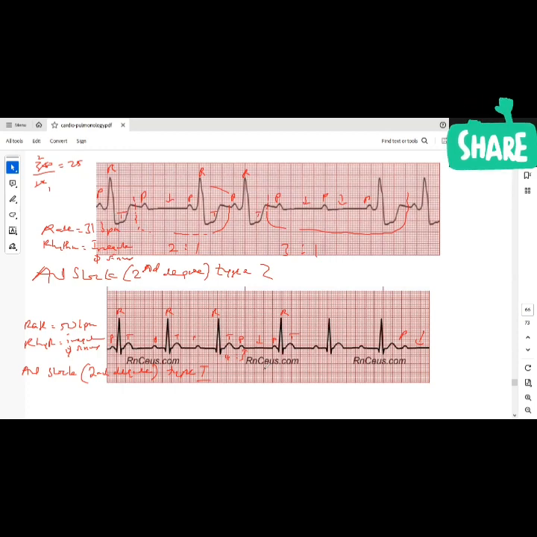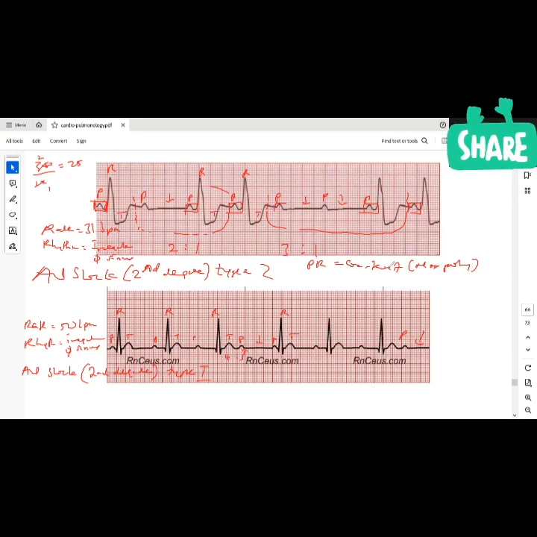Another difference between them is the PR interval. So look at the PR interval. In the first one, this is a PR interval here, which is normal, one big box, normal, normal. So the PR interval for type 2 is constant. It can be typically normal or prolonged, but it's going to be the same for any P wave that has a QRS complex.